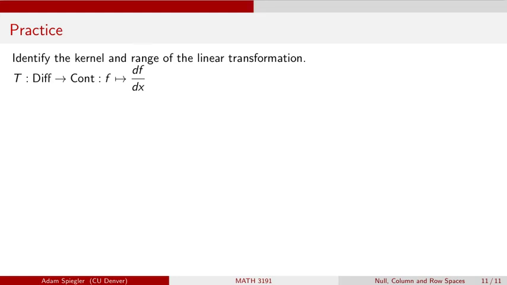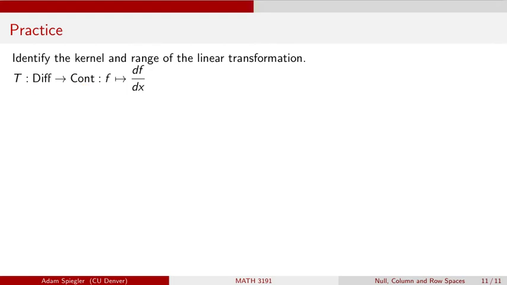Okay, so now let's take a look at a linear transformation T that's mapping on vector spaces of functions. So the domain of this map is going to be the set of all differentiable functions with the usual addition of functions and scalar multiplication. And we're going to map onto the set of all continuous functions. And this is a vector space when we equip these functions with the usual addition of functions and scalar multiplication.